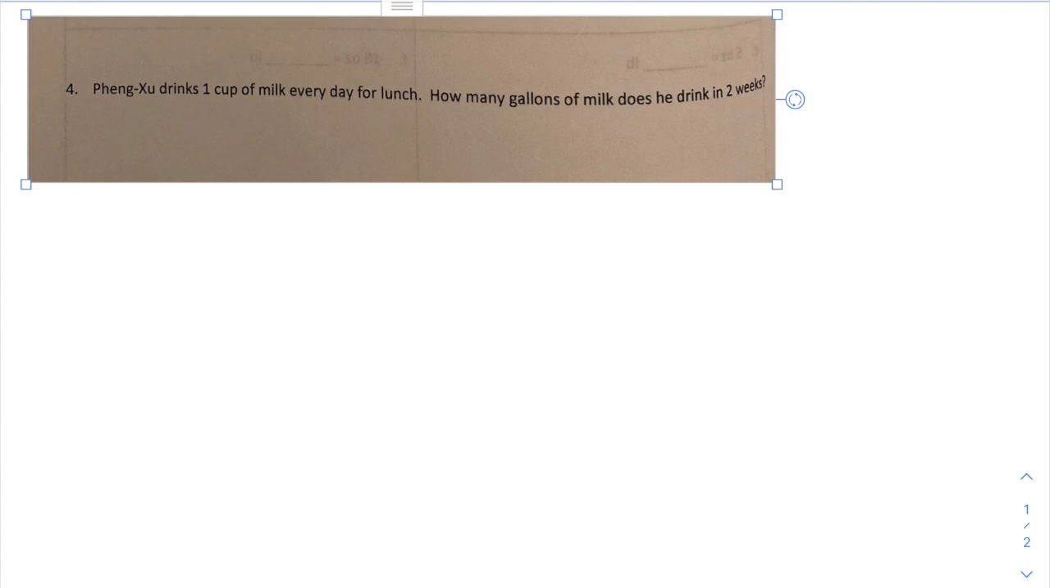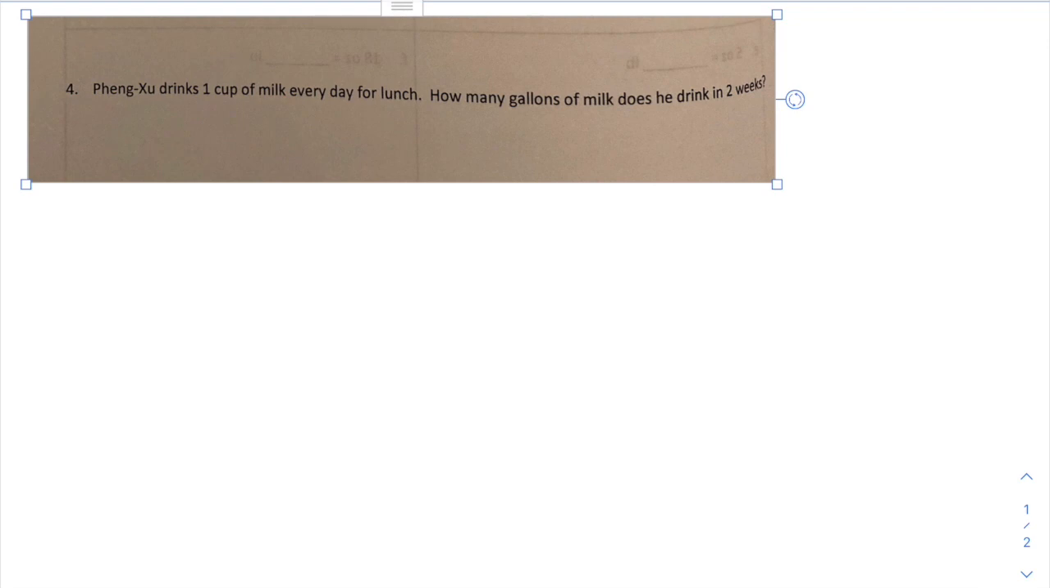And our last story problem is about Feng Shui. That's how you say that in Chinese. And so try this problem on your own and answer it on the next page, and then we'll go over it together. So Feng Shui drinks 1 cup of milk every day for lunch. How many gallons of milk does he drink in 2 weeks?